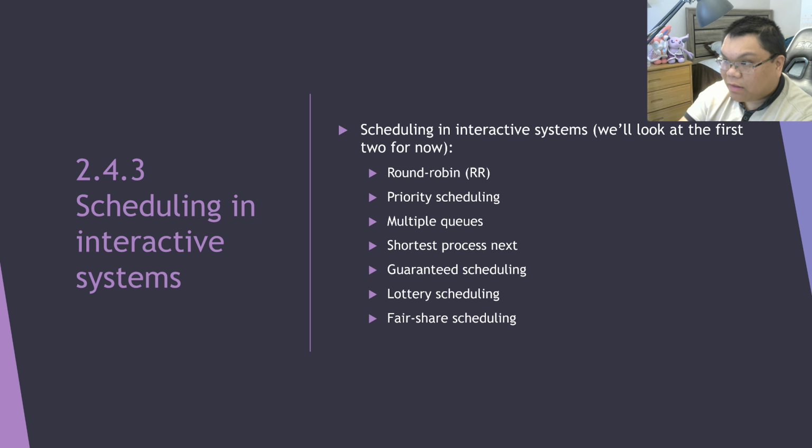Anyway, for scheduling in interactive systems, we're gonna look at the first two for now, and then we're gonna continue our discussion in the next set of slides for these other scheduling algorithms. So scheduling in interactive systems, we're gonna look at round robin and priority scheduling.